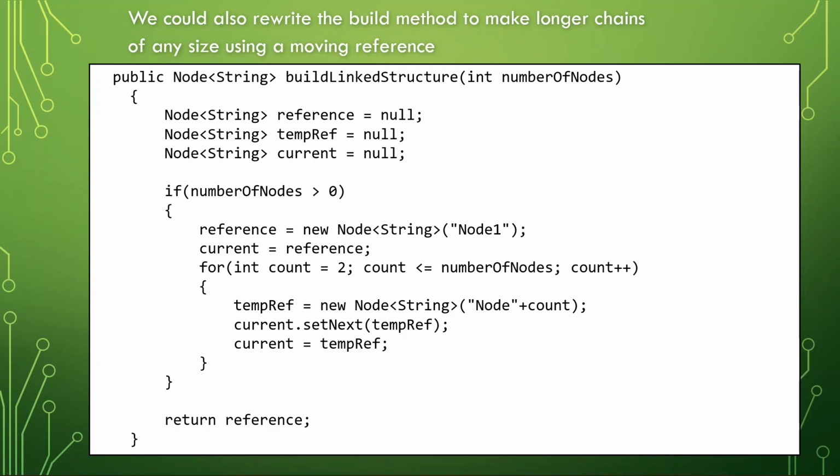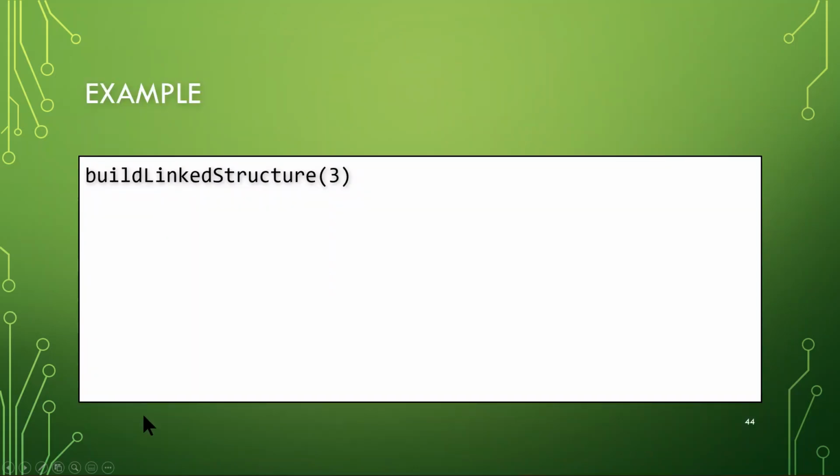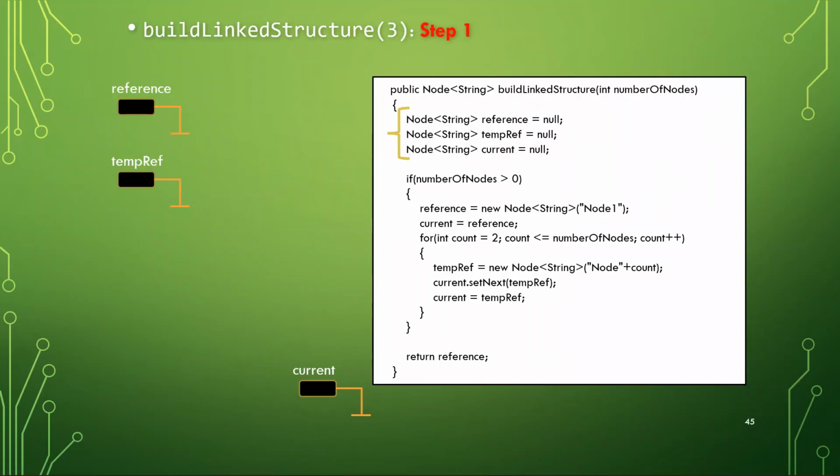And then here you can see where we have current equals temp_ref, we're then moving to the actual next node itself. And then done down here. So let's just do an example, say with 3, building that similar structure we had before. We can see we have these first 3 references in the beginning, so reference set to null, temp_ref set to null, and current set to null itself.